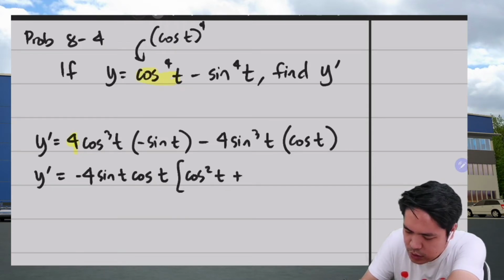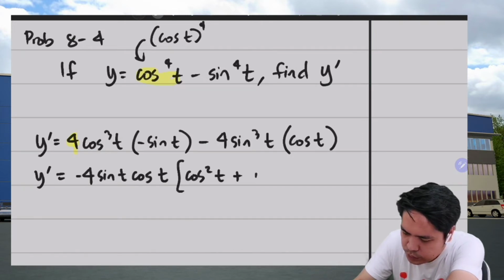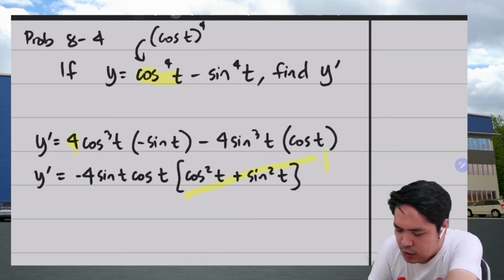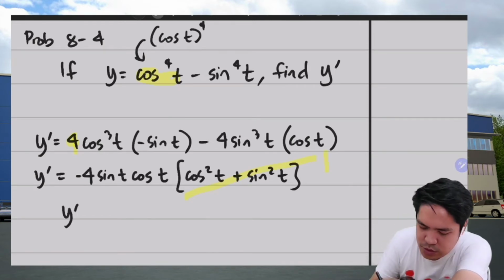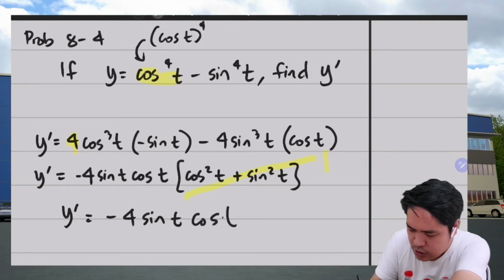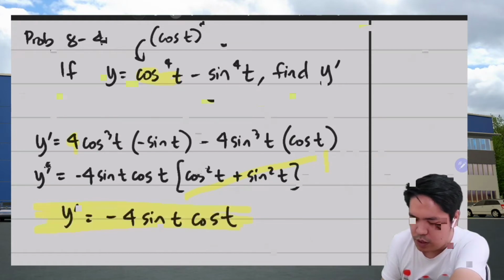Then for this term, factor out the negative. So plus, factor out the cosine, factor out the sine, and factor out the 4. So there's still a sine left, sine squared t. And from the Pythagorean identity, this is just equal to 1. So our final answer is just negative 4 sine t cosine t. It's that easy. This is our final answer.